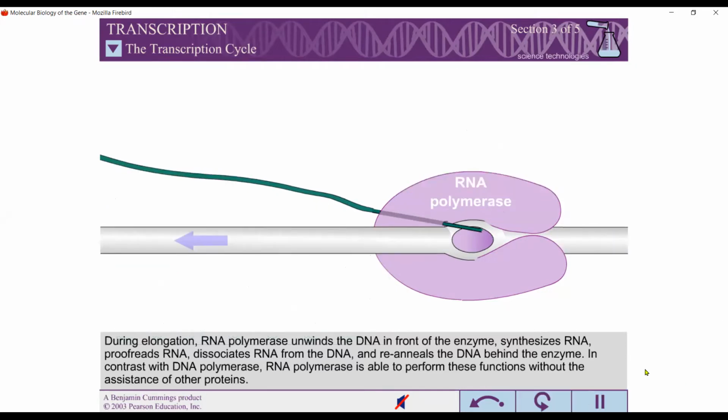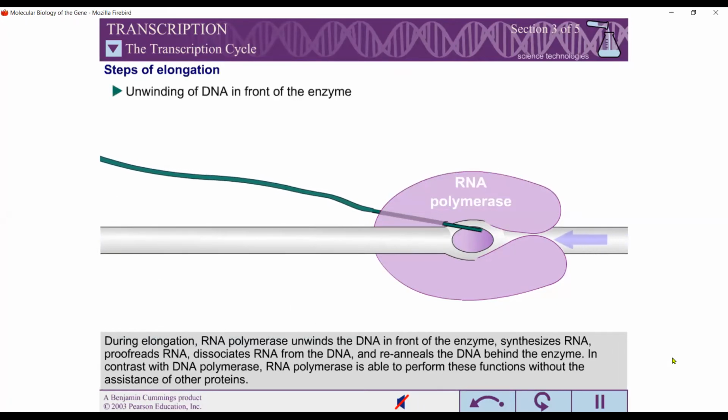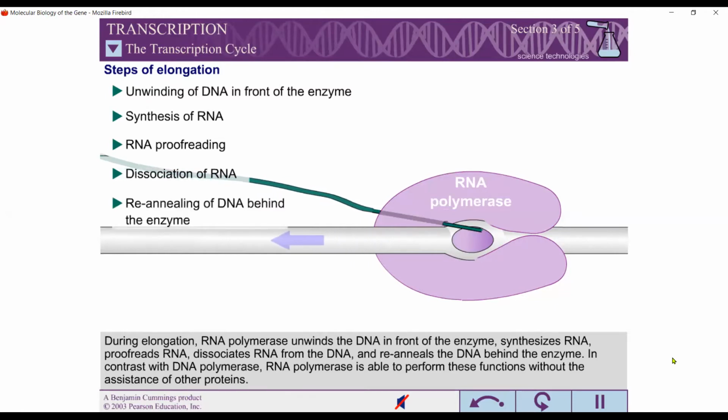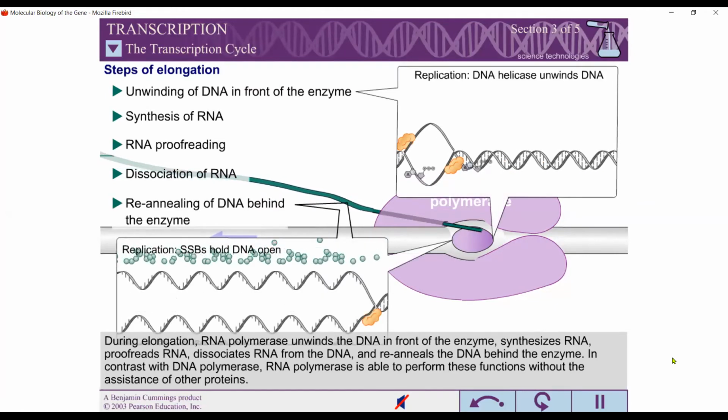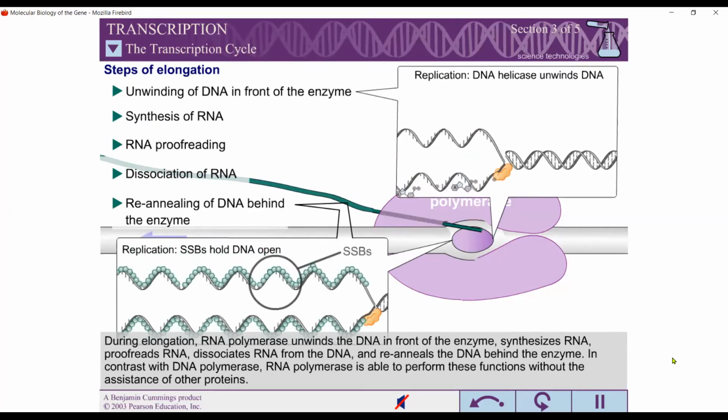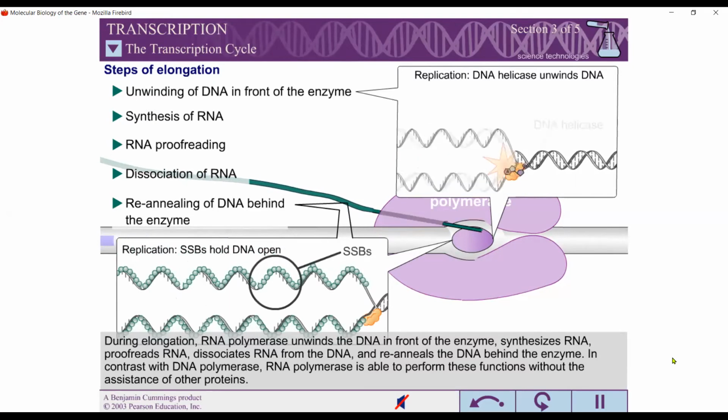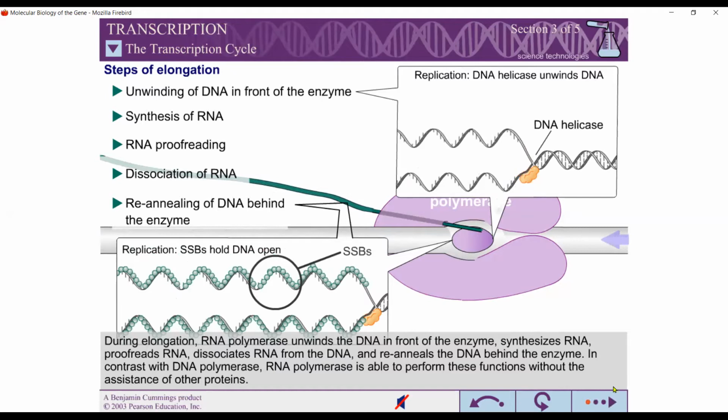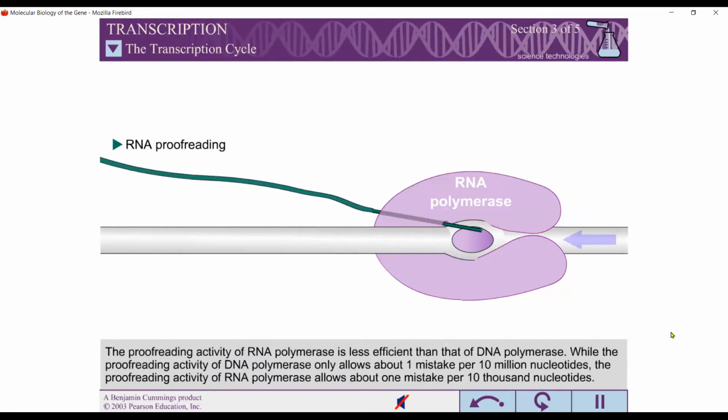I'll go over this once more, see it for yourself. The steps of elongation are going on. The polymerase is synthesizing the RNA, proofreading the RNA, dissociating the RNA, and reannealing the DNA. Now you see the replication inset comparison. Now this portion is shown in the animation.